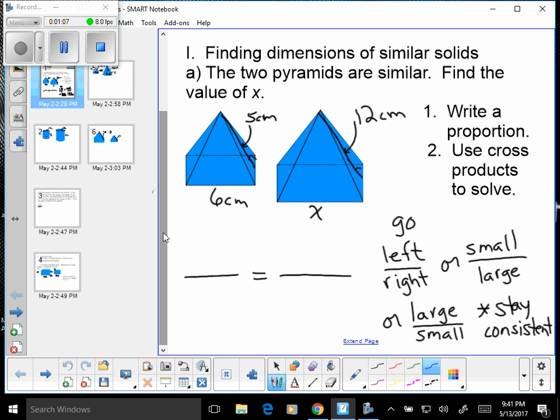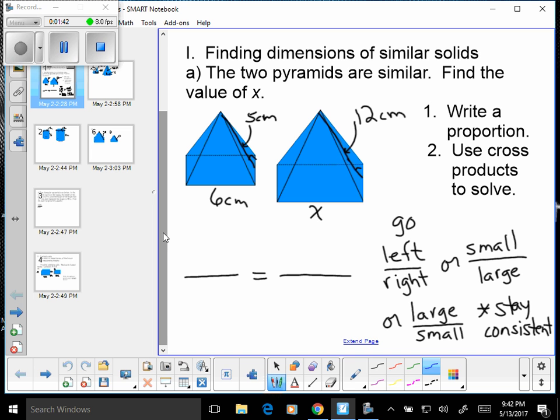The first thing we're going to do is write a proportion, and then we are going to use cross products to solve. Now, when we're going to write the proportion, we have to make a decision how we're going to set it up. You could go with the left-hand pyramid over the right-hand pyramid, or you could go the right hand over the left hand. You could also go with the small one compared to the large one, or the large one compared to the small one. It really doesn't matter. It's just important that you individually stay consistent.